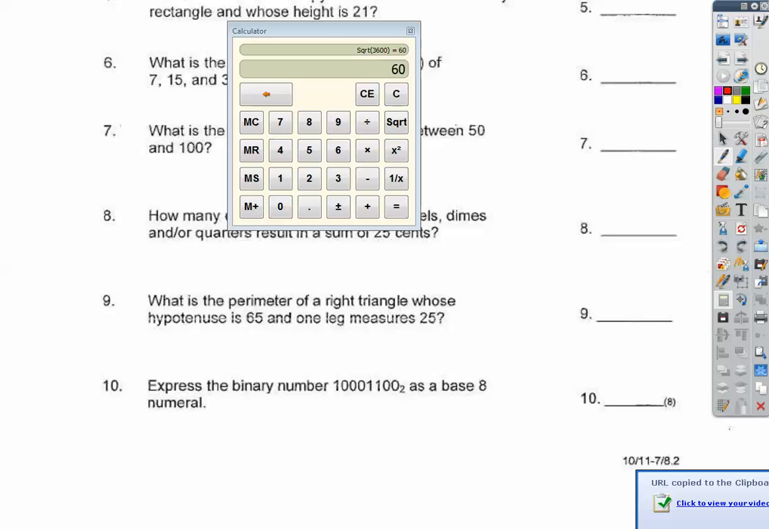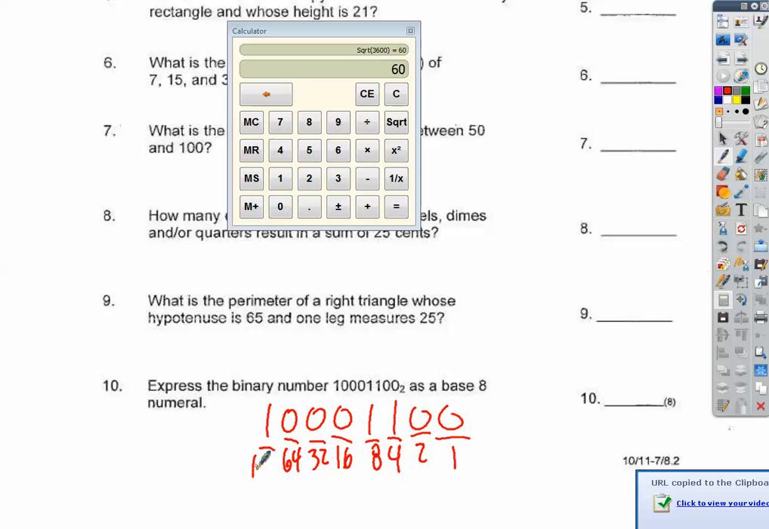Express the binary number 11 and so on, 1100. It's 1, 2, 4, 8, 16, 32, 64, 128. So that's 128, and then a group of 8, and a group of 4. Just add them together. That's 16. 16 plus 4 is 20. 140. Oh, sorry. How have I messed that one up?